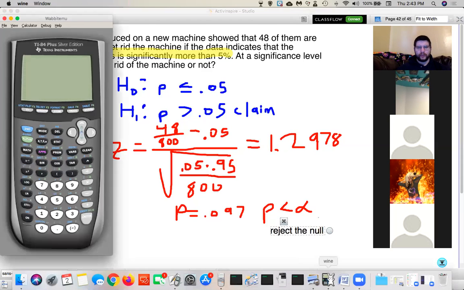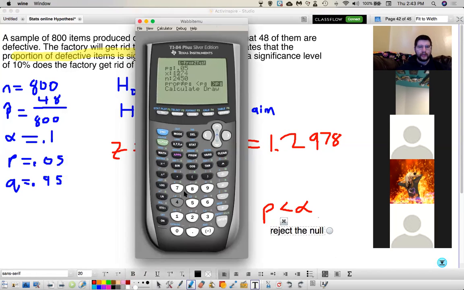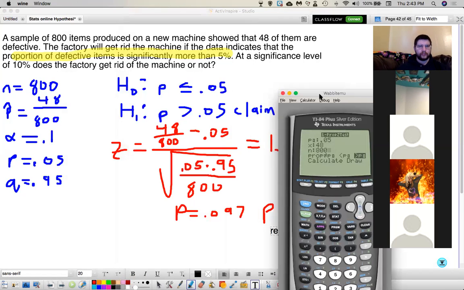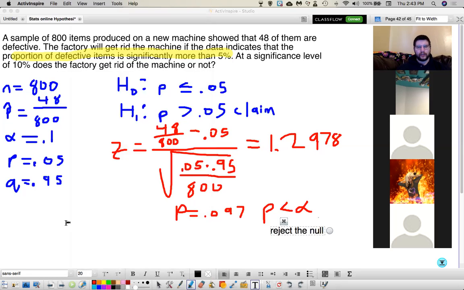Okay. TI users should be good to go by now, but just in case, I'll do it one more time. 0.05, 48, 800, and we have a right tail. Let me see. Yes, it's a right tail. 1.2978 for the test statistic, 0.097 for P. So yeah, reject the null.